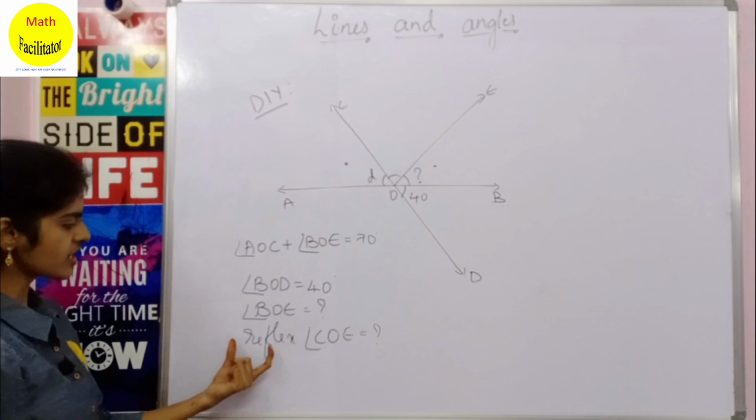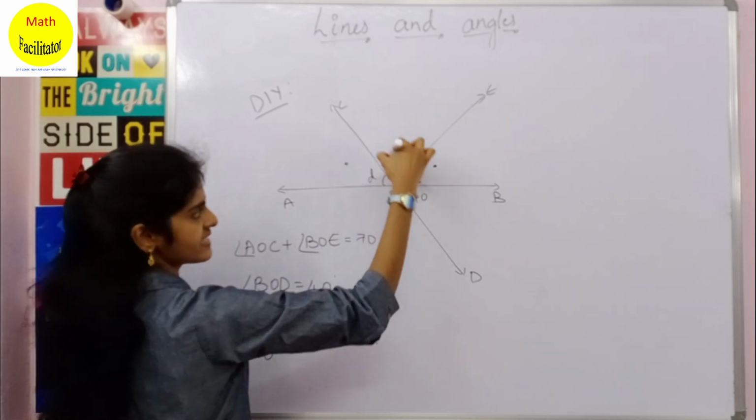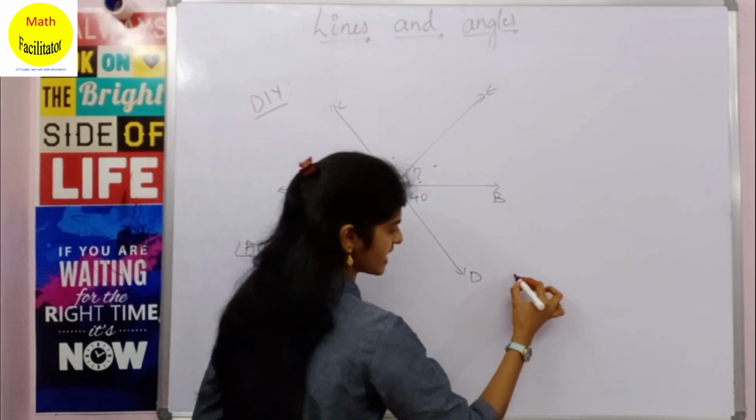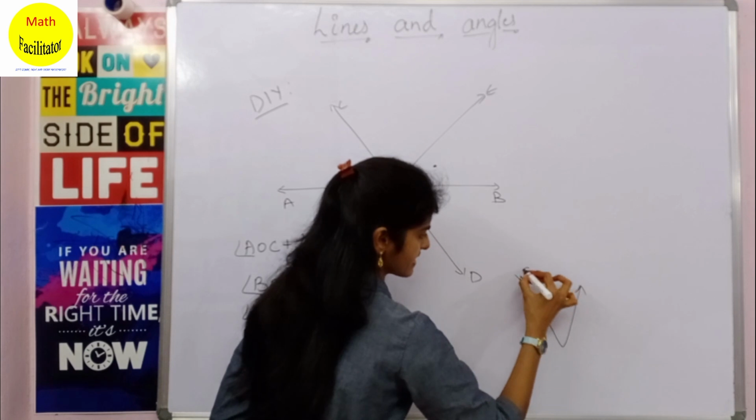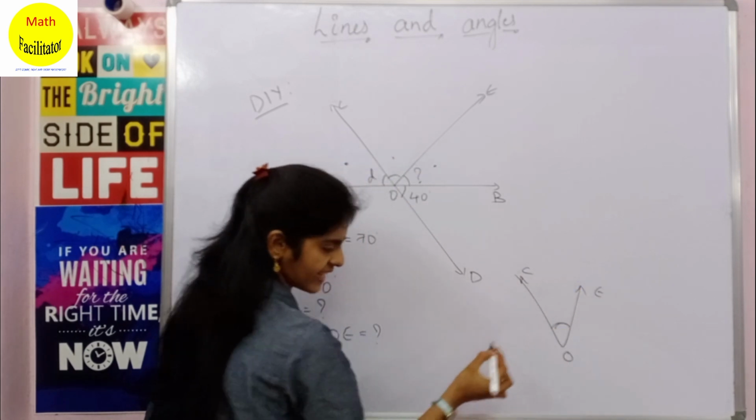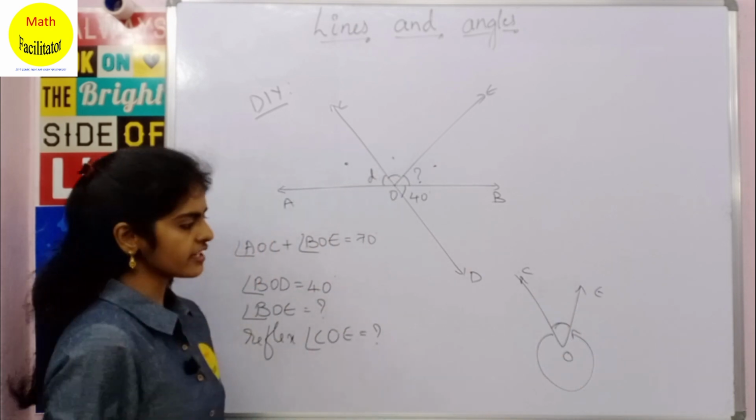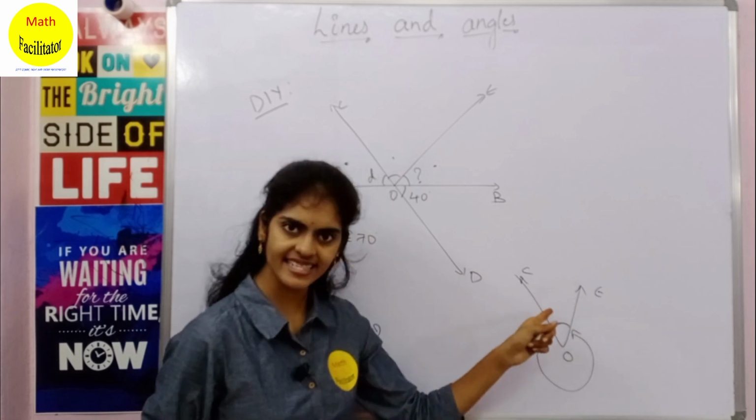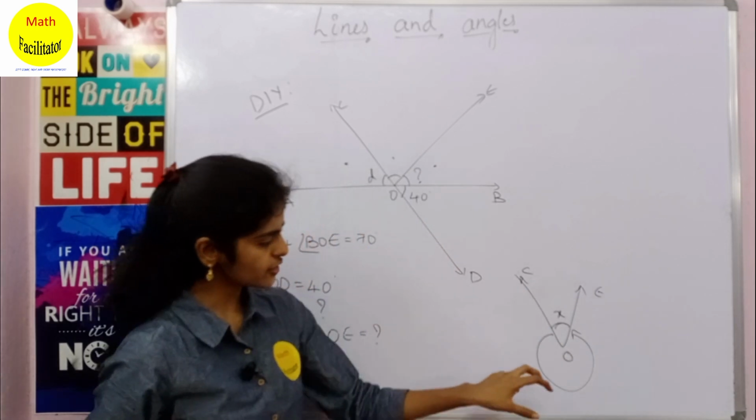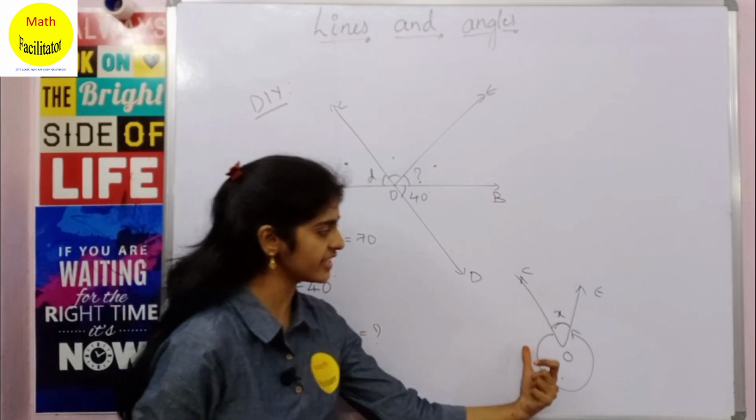And also you have to find the reflex of angle COE. COE is this angle, this one. You have to find the reflex of it. So firstly you will find this angle. The reflex of angle COE is nothing but this one. You know that the complete angle is 360. You will get an answer, say x, here. So you will subtract this from 360 and you will get this angle. So this is the reflex of COE.